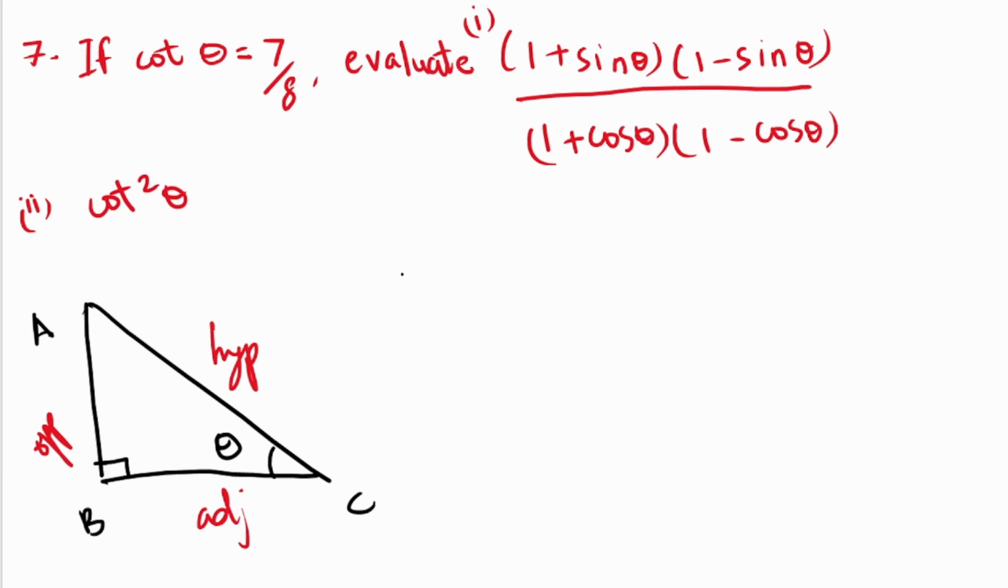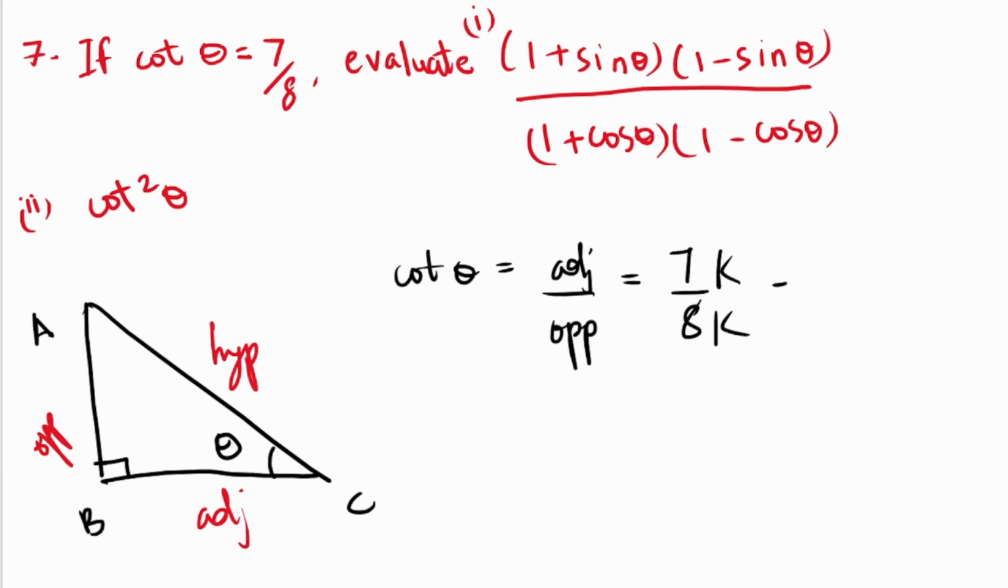You know the formula of cot theta, right? Cot theta is adjacent side by opposite side. And here it's given 7 by 8, so 7k by 8k. Then the adjacent side is BC by AB. With respect to theta, this is the opposite side and this is the adjacent side. I'll write the values also. We have 7k over here and 8k over here.